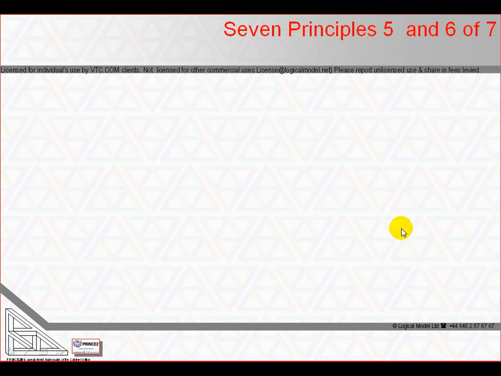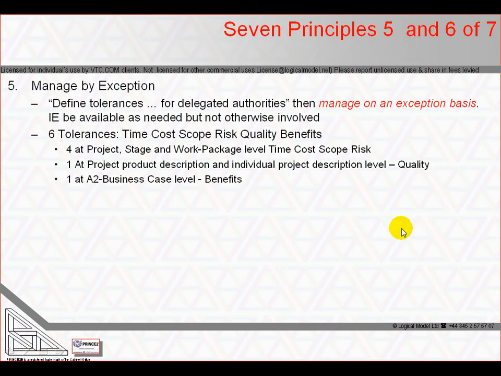Our next 2 principles start with number 5, management by exception. The management by exception principle supports efficient use of management time and places decision making at the correct level. Management by exception, first, defines 6 axes of variation in project performance, being time, cost, scope, risk, quality and benefits.